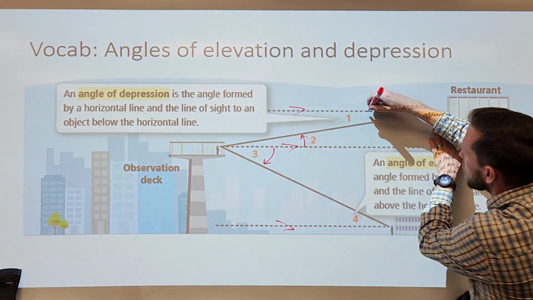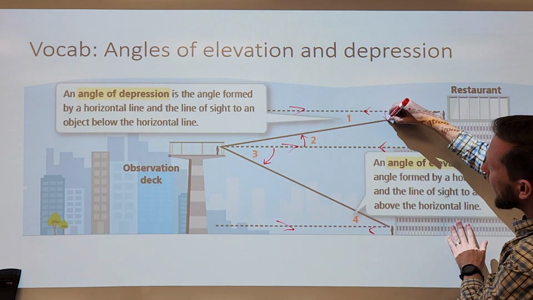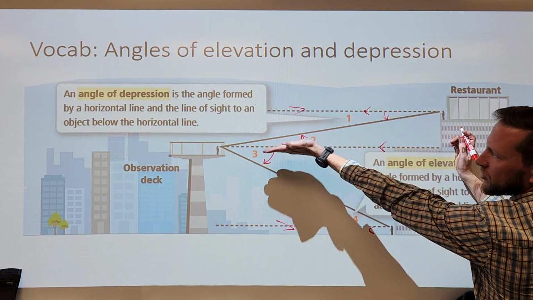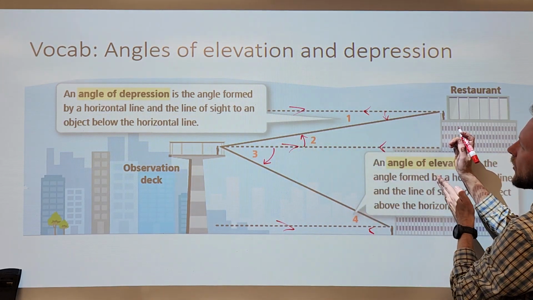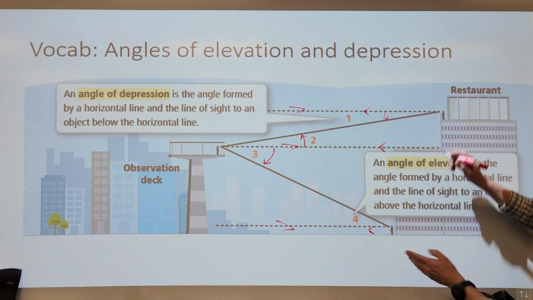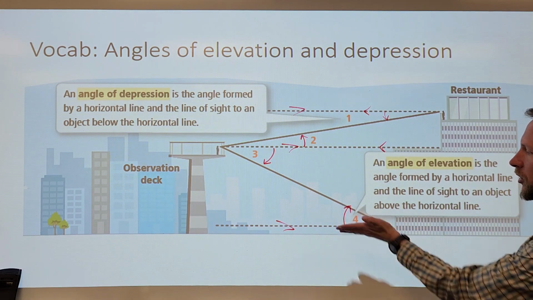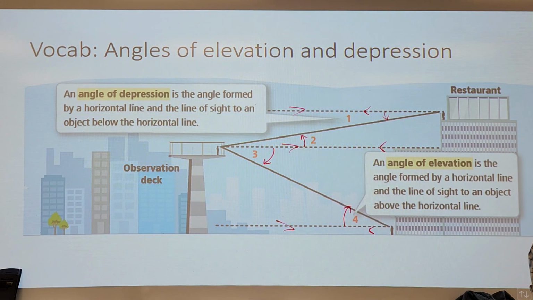If this individual is looking out, these are all parallel, they would be looking down at an angle of depression to see the person on the observation deck. Maybe they'd be looking up to see an airplane or a flock of birds or whatever else. If you're down on the ground and you're looking up at the observation deck, you're looking up at some angle of elevation.